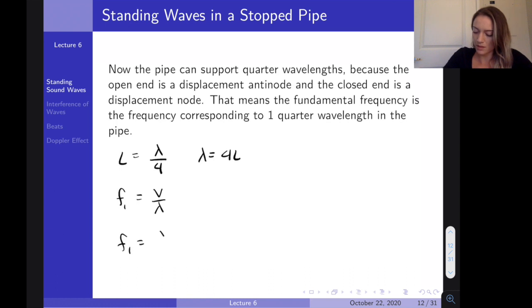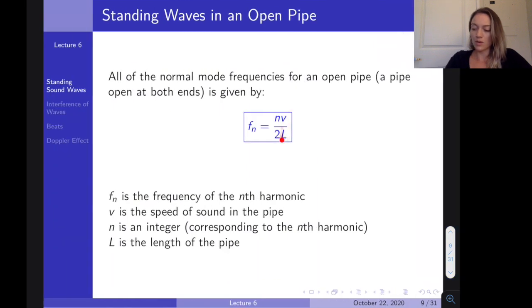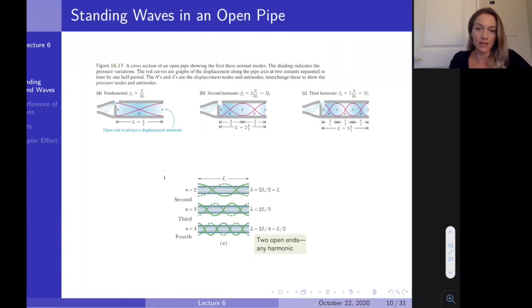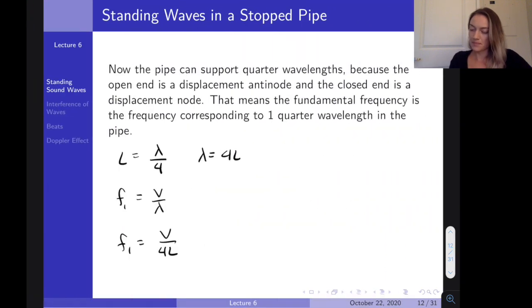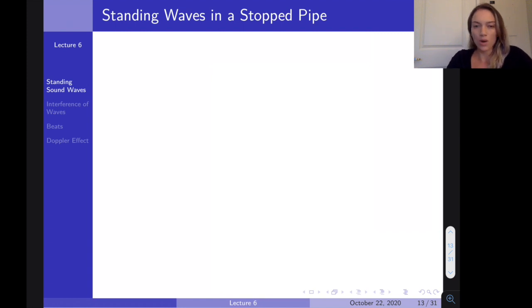So that means our fundamental frequency will be V over 4L, and that's when n is equal to 1. So this is our fundamental frequency for a closed pipe. As you can see, we have V over 4L now, whereas before, for the open pipe, we had V over 2L. So we have a difference of 1/2 now. Our fundamental frequency for the closed pipe is 1/2 that of the fundamental frequency for the open pipe of the same length. Okay. So now let's look at one more case with the closed pipe.